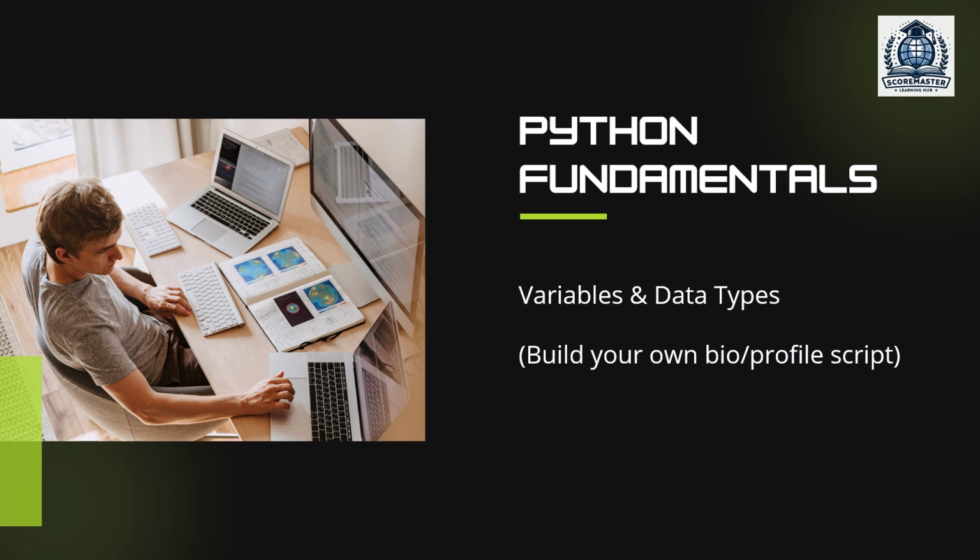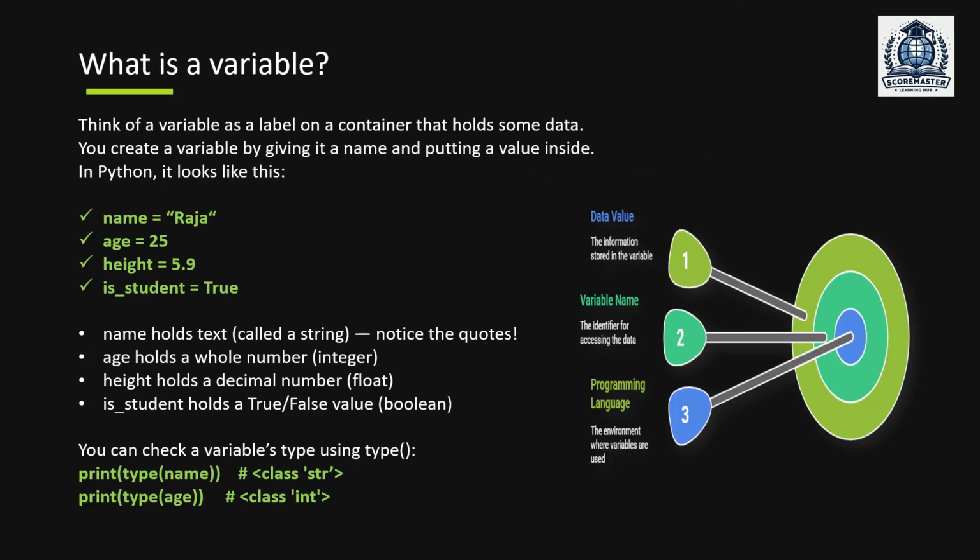Variables and data types. What is a variable? Think of a variable as a label on a container that holds some data. You create a variable by giving it a name and putting a value inside. In Python, it looks like this: name = "Raja", age = 25, height = 5.9, is_student = True.